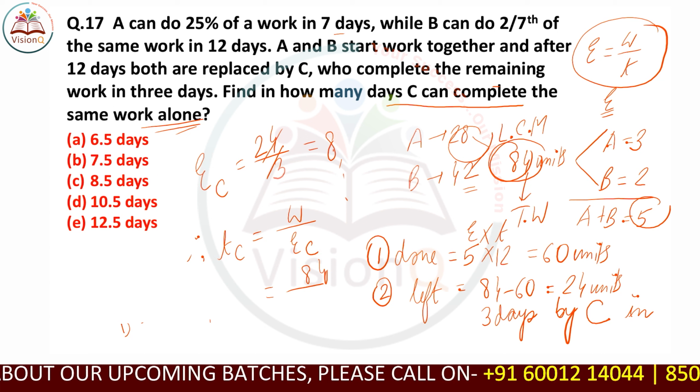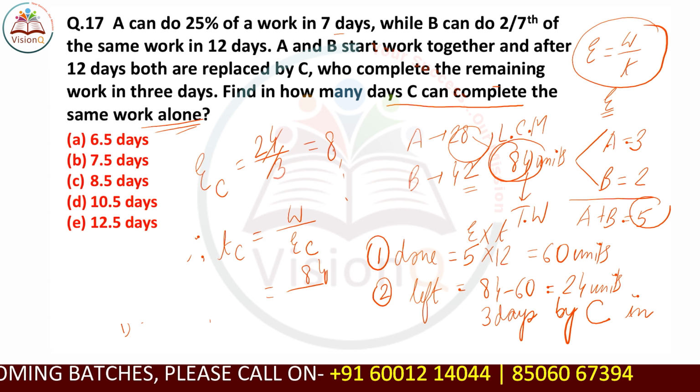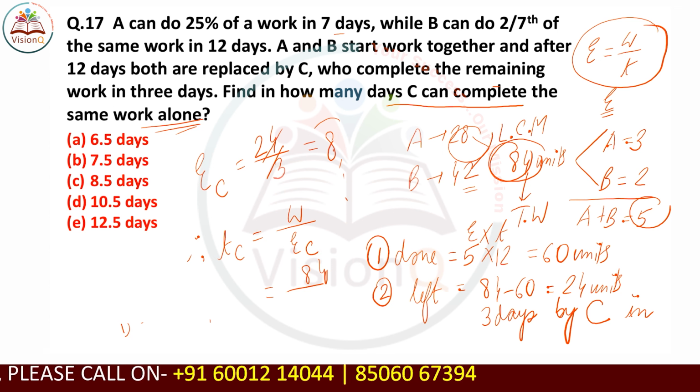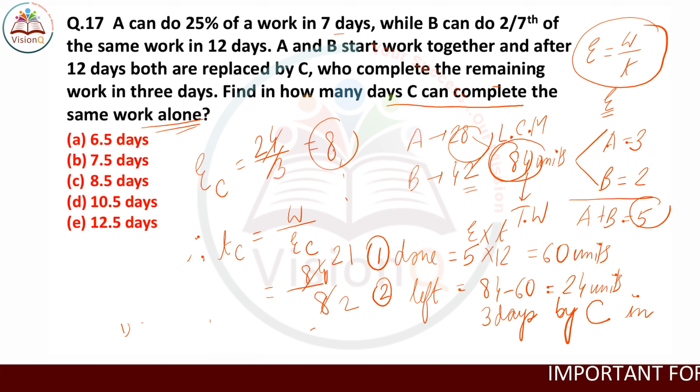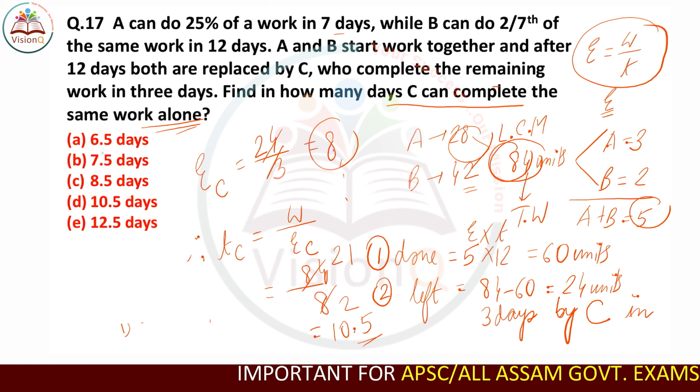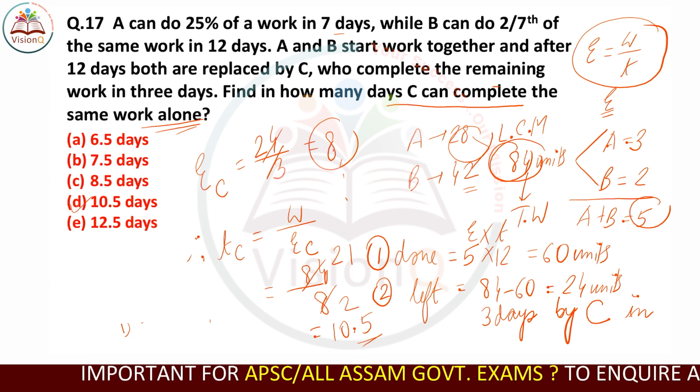Okay. Since this will be done by C, take the efficiency of C here, which is 8. So here 4 is common. 4 2s are 8, 4 1s are 4, and 4 2s are 8. So 21 by 2 gives what? 10.5 days. The right answer to this question number 17 is option D, 10.5 days.